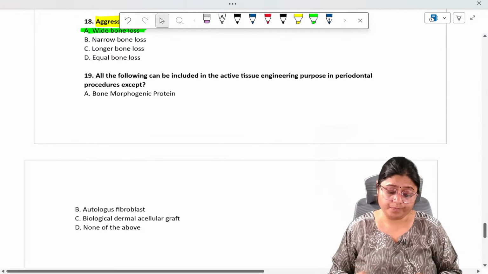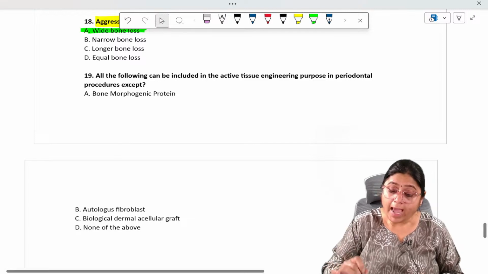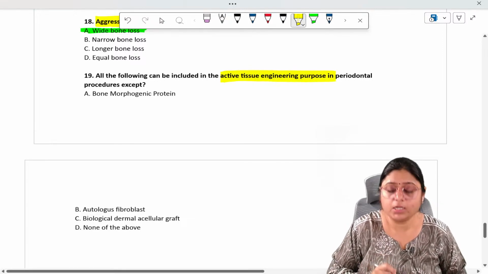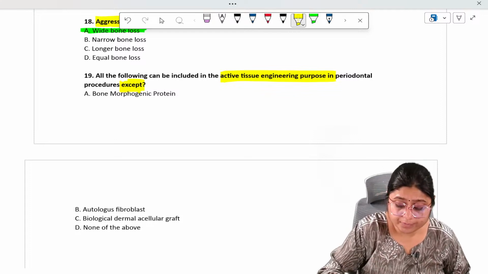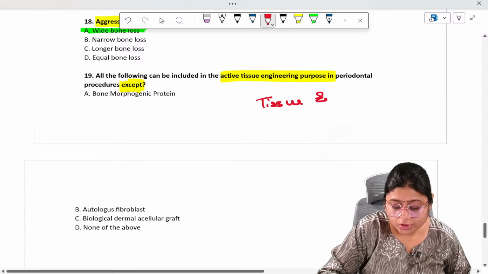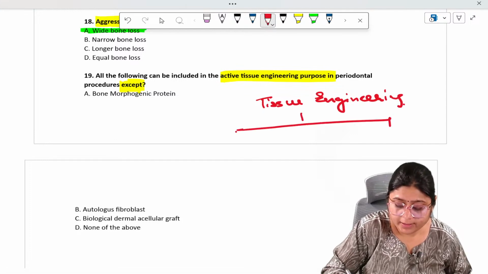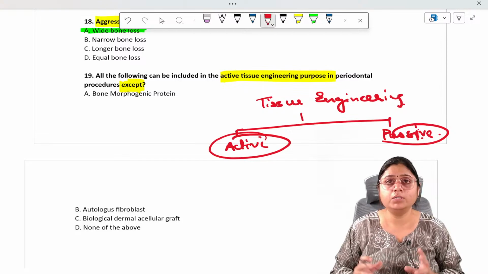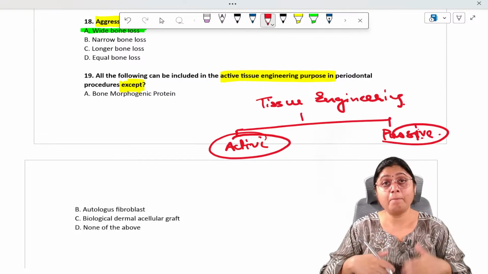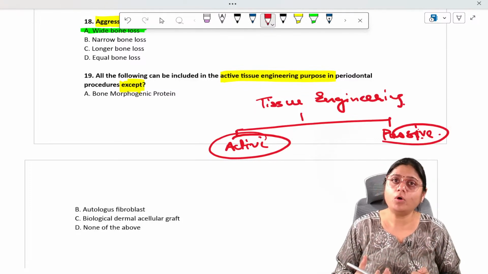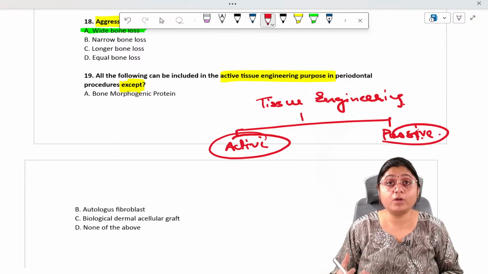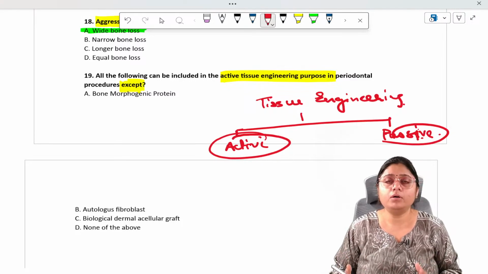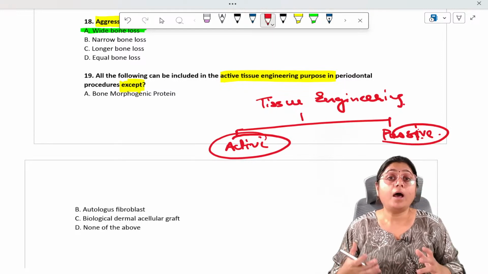Now, question number 19. All of the following can be included in active tissue engineering purpose. What is this active tissue engineering in periodontal procedures? Except, now here one more thing is except. Now you need to know that tissue engineering, this is something new. Tissue engineering can be divided into active and passive. Now in active components, all the molecules which by themselves take part in the bone formation and tissue formation, such as biomolecules, such as BMPs, platelet derived growth factors, all the molecules of PRF, they actively take part. Bone graft osteoinductive molecules take part in bone formation. Those molecules help in regeneration of the tissue, so they are a part of active tissue engineering concept.